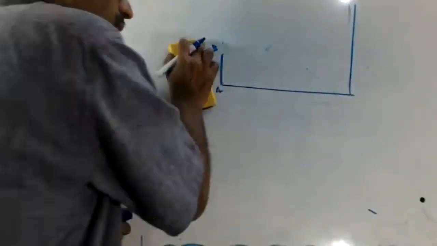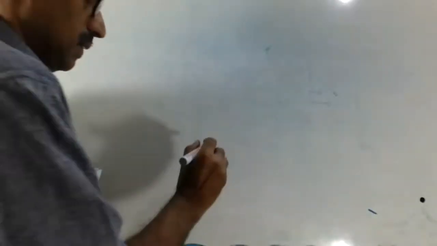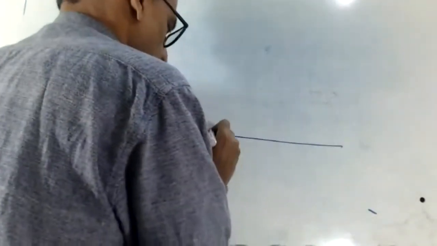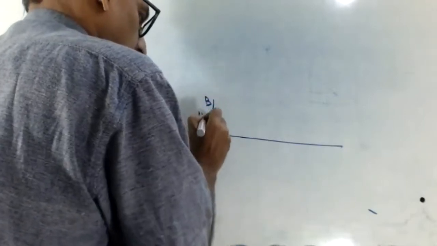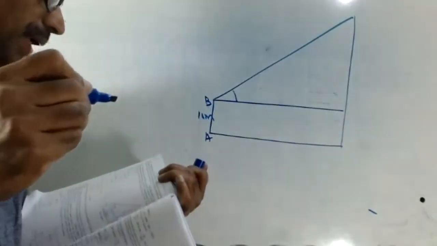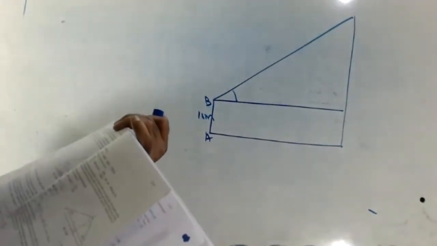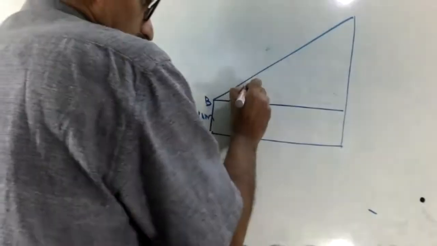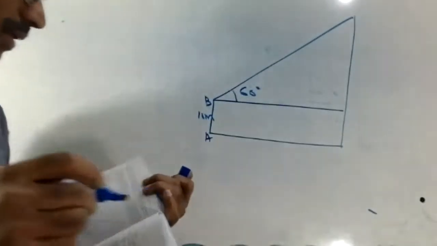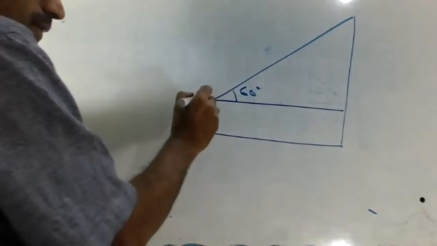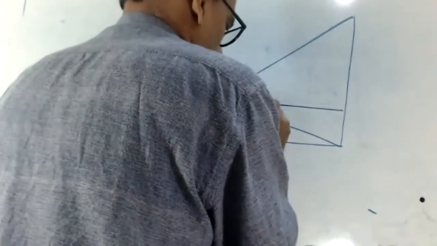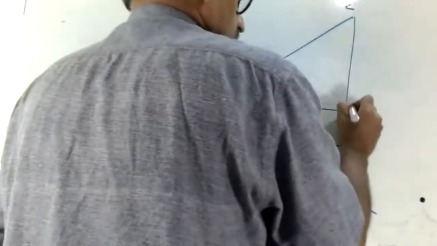I'll draw it down. Here, this is AB, the 10 meter height. This is the hill. A man standing on the deck of a ship which is 10 meter above water level observed the angle of elevation of the top of a hill at 60 degrees. This is 60. Then the angle of depression of the base of the hill. This is 30. A, B, C, D, E. Here 10. This is also 10.